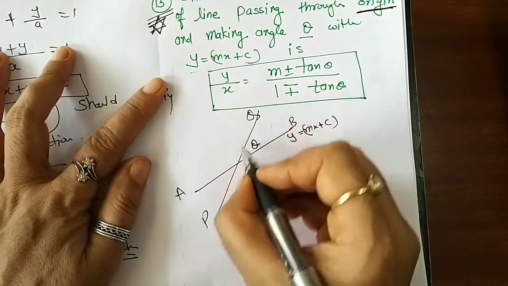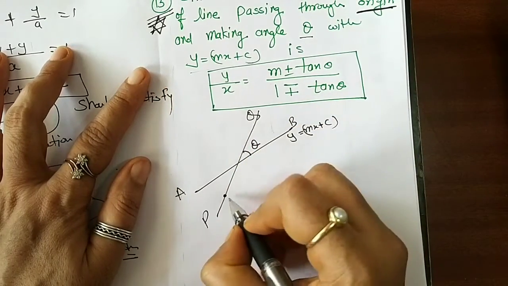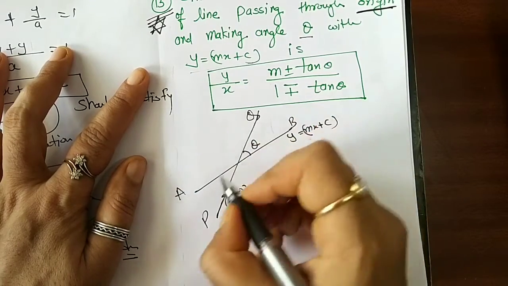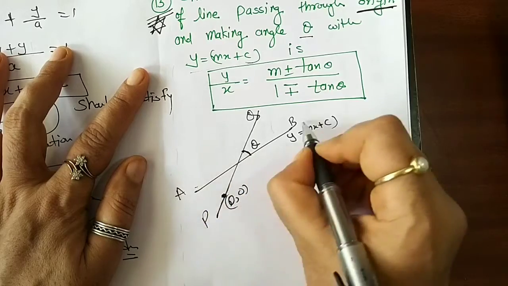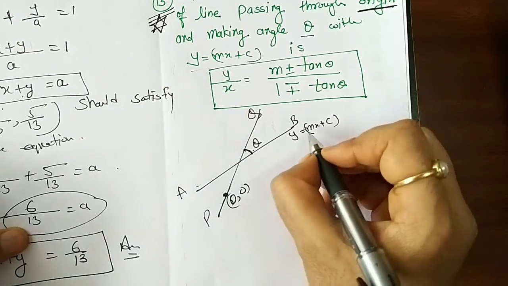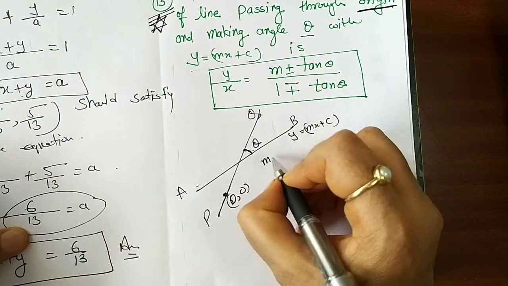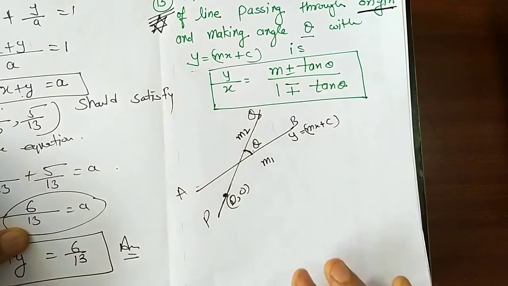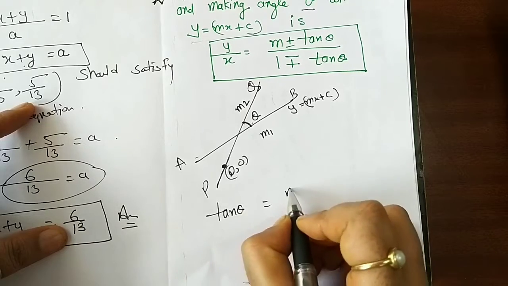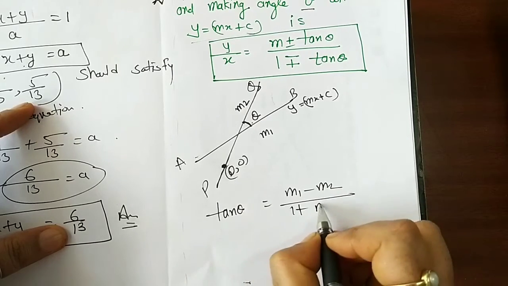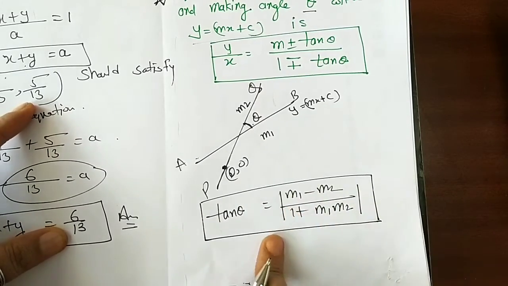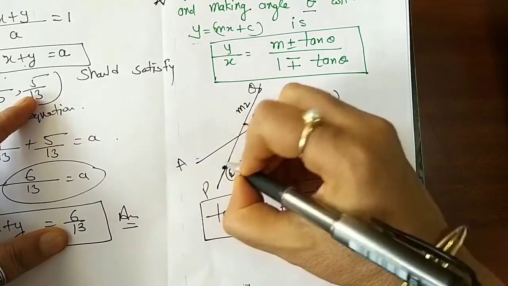And they have given that this PQ line is passing through 0 0, the origin. So it has two clues. One is passing through 0 0 and the second is making an angle of theta with this line. So if the slope of this line is m1 and the slope of this line is m2, what is the formula for the angle between them? I think all of you know it is tan theta equals mod of m1 minus m2 by 1 plus m1 m2. This is the formula.